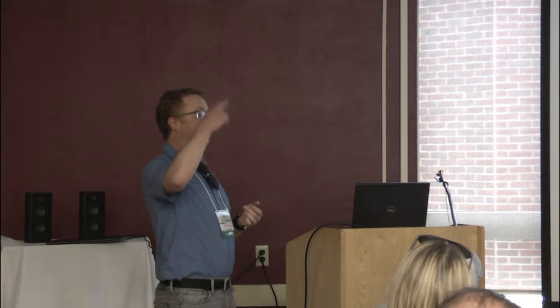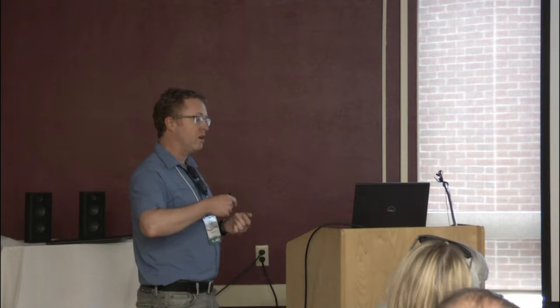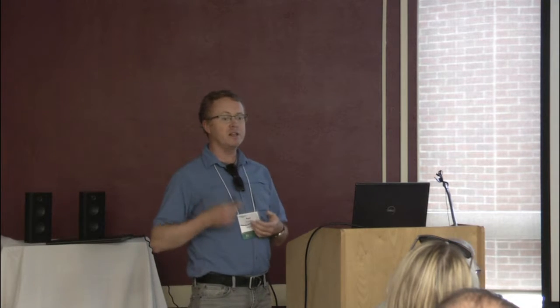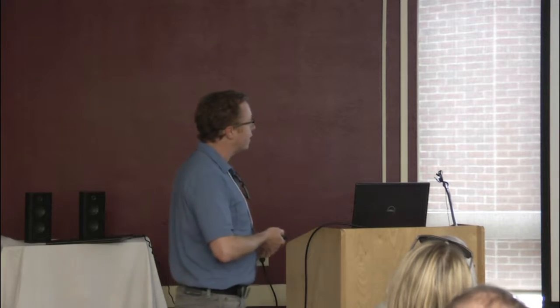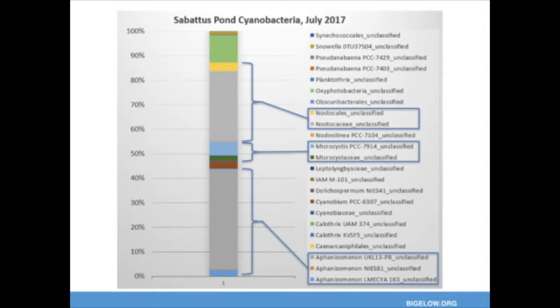And then we can compare all of those sequences to one another and find out how many different individual types we found there. One of the major components was this group, Aphanizomenon. That's a toxin producer. So 45% of our DNA sequences were Aphanizomenon.